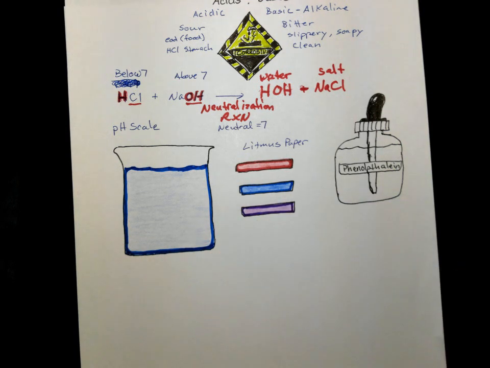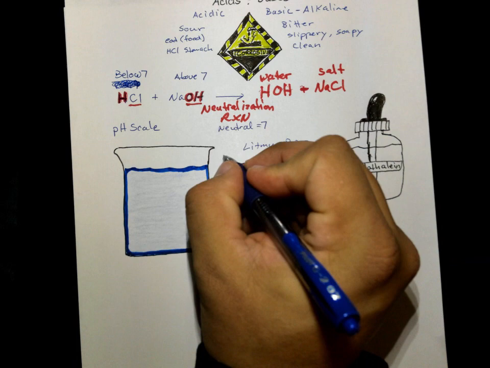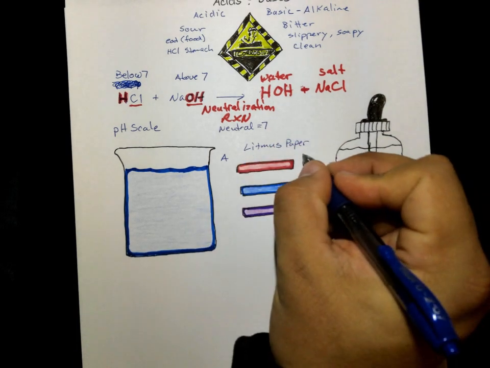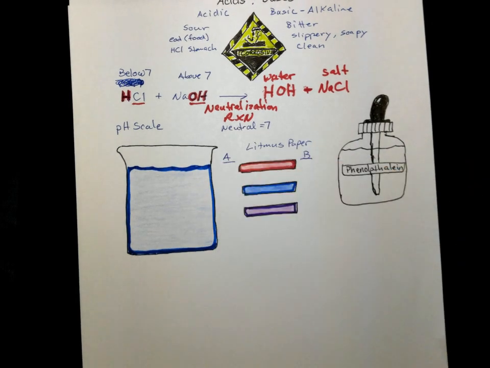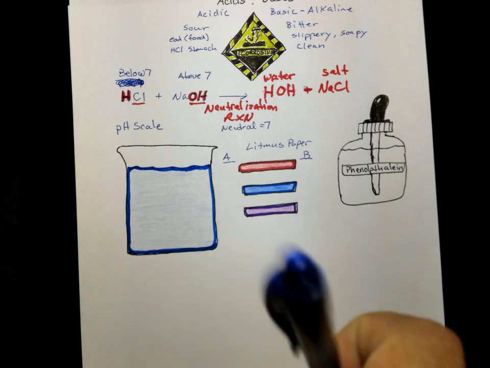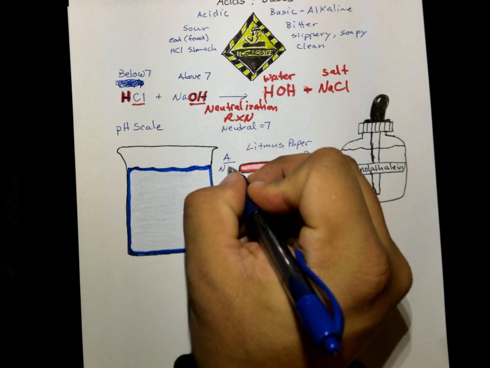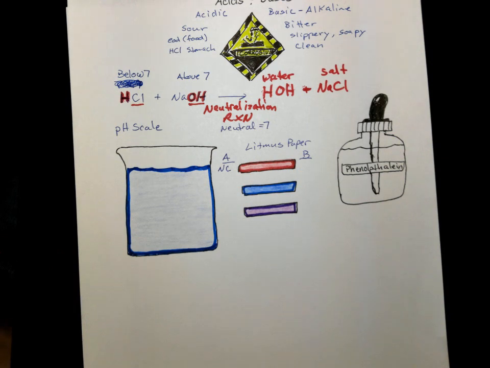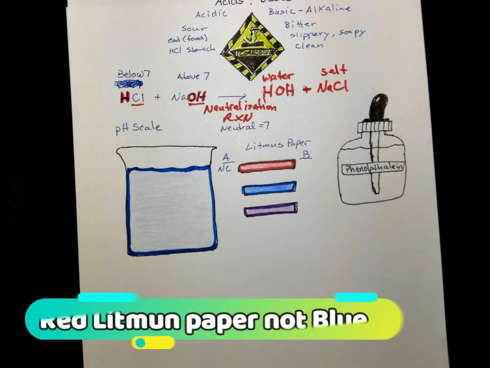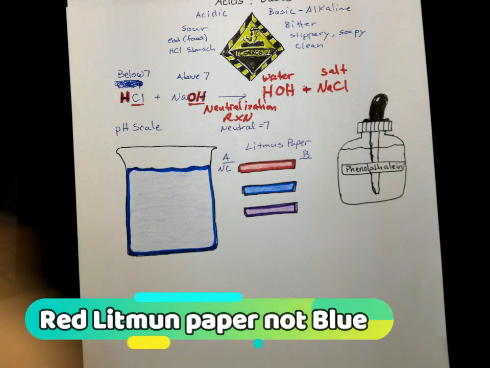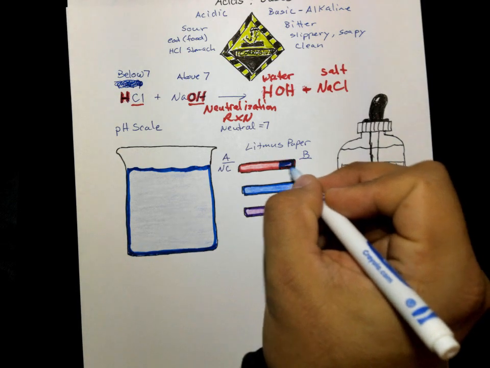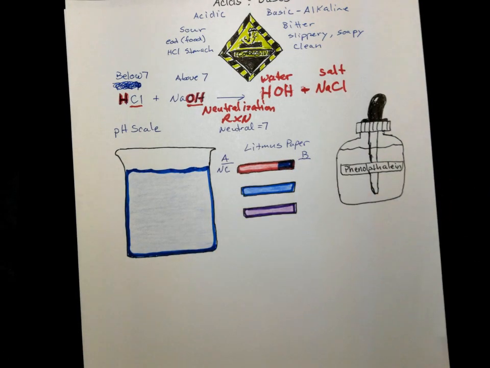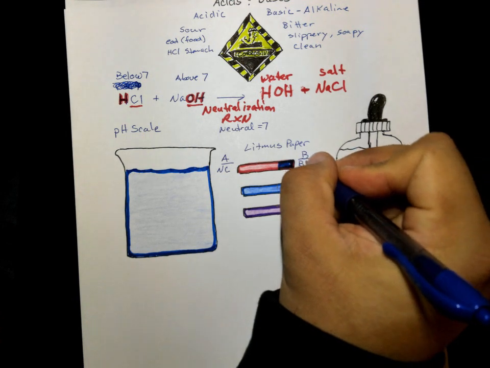Now here's the way litmus paper works. I'm going to write two categories. What color does it turn in an acid, and what color does it turn in a base? Those are going to be my two criteria. Now if I take red litmus paper and I stick it in an acid, there is no change. No change. It stays red. But if I take red litmus paper and I stick it in a base, it actually turns the litmus paper blue. Okay? It turns it blue. So I'm going to write blue.